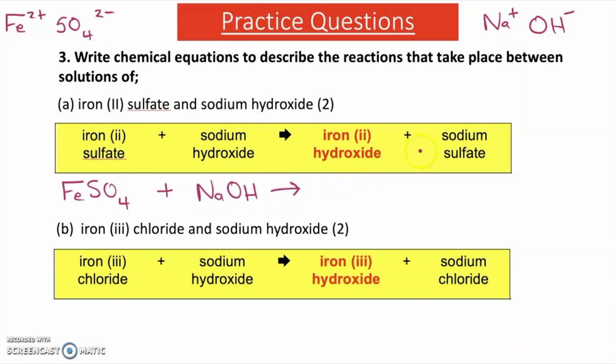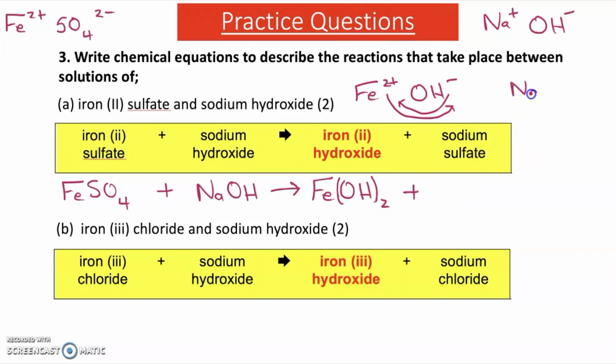Now when iron 2 sulfate reacts with sodium hydroxide, we make the precipitate iron 2 hydroxide. The 2 ions for iron 2 hydroxide are Fe2+ and OH-. Now I can either swap the charges over here to work out the formula, or I can say how many OH- ions do I need to cancel out the 2+ charge? 2. So the formula is Fe(OH)2. I put the OH in brackets because I need 2 OHs. I don't need 1 oxygen and 2 H's.